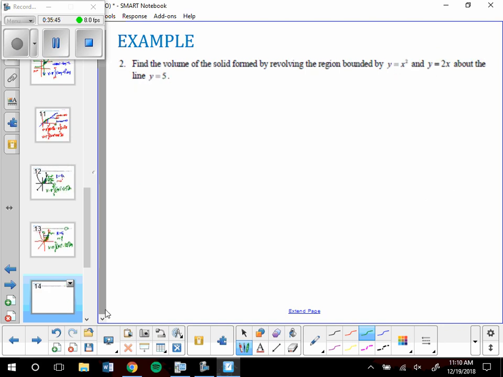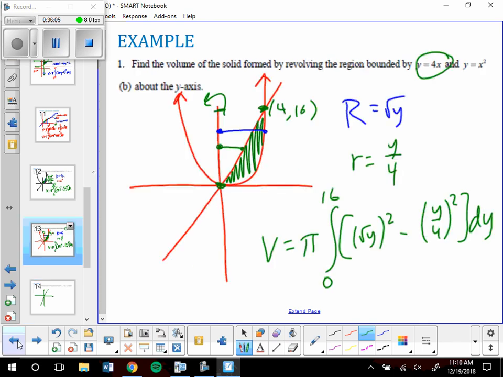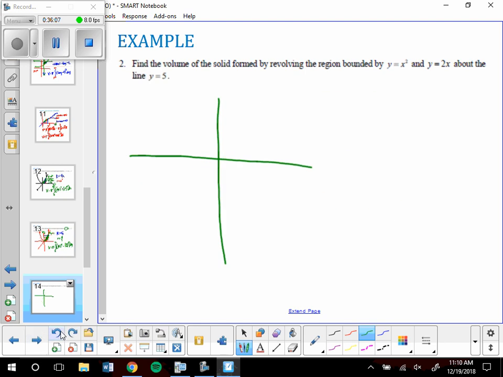Two more examples. Find the volume of the solid formed by revolving the region bounded by y equals x squared and y equals 2x about the line y equals 5. Here's 2x. Here's x squared. So it's the same type of shape.